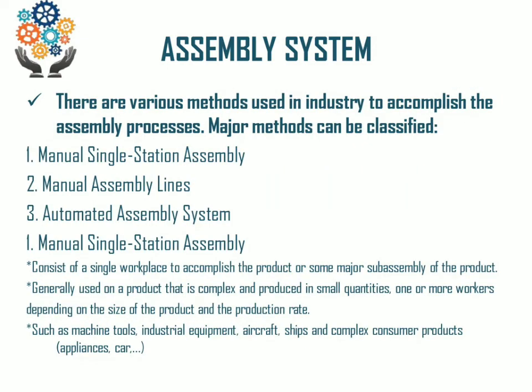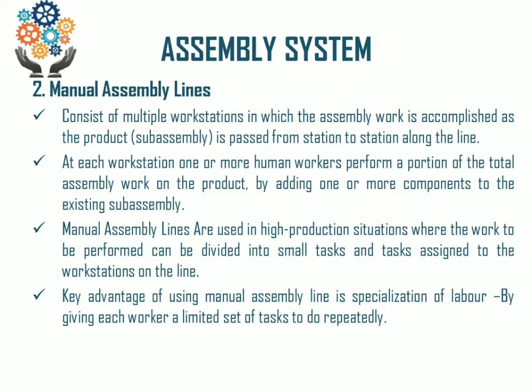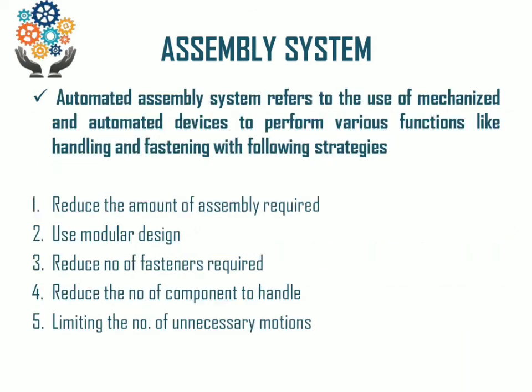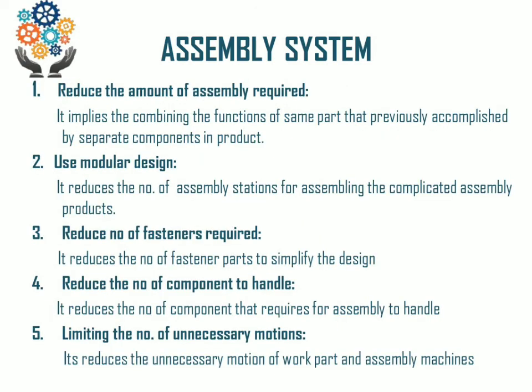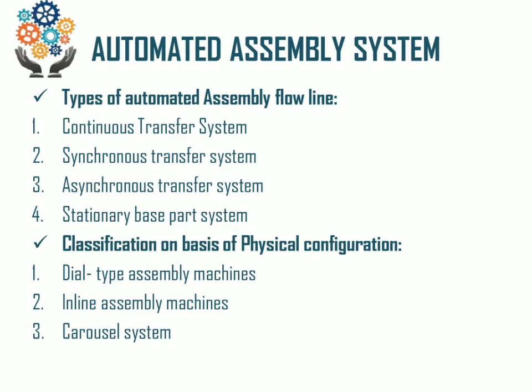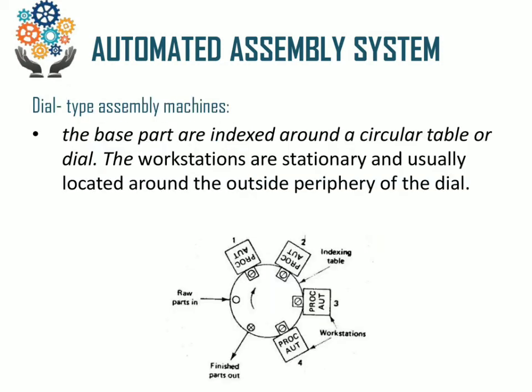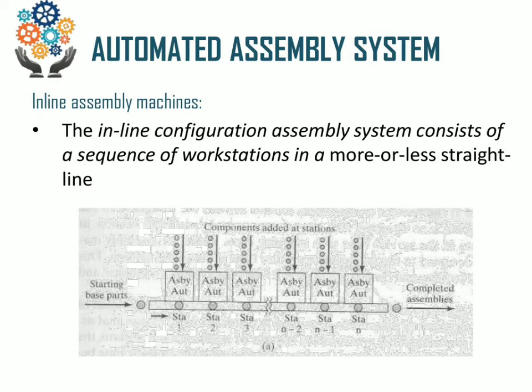Design guidelines for assembly include: use modular design, reduce the fasteners required, reduce the number of components handled, and limit the number of necessary motions. Types of automated flow line include continuous transfer system, asynchronous transfer system, and stationary-based system. Classification based on physical configuration includes dial type assembly machines, inline assembly machines, and carousel assembly machines. So these are the various types of inline assembly machines and dial type assembly machines.